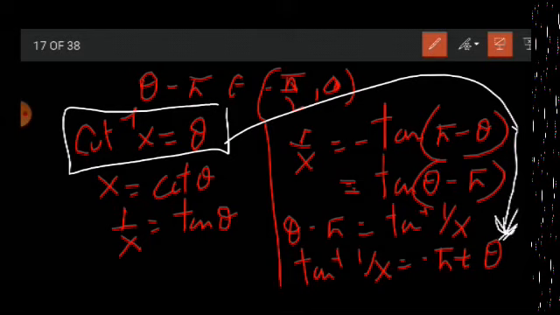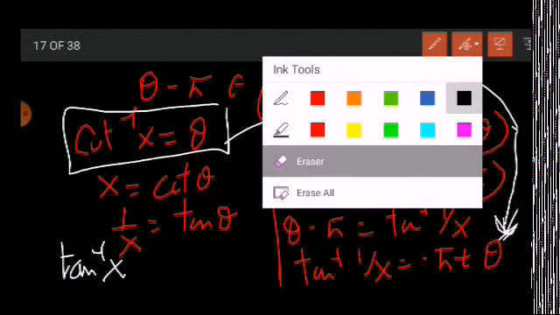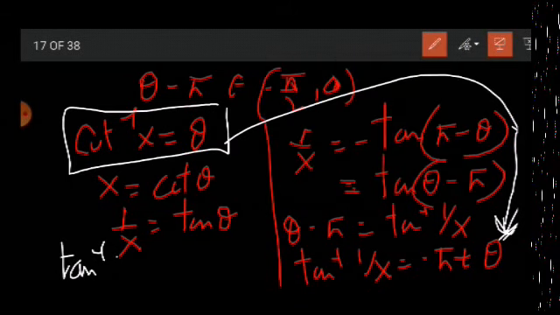So tan inverse 1 by x equals minus pi plus cot inverse x, what we assumed over here. So what we have to show is that tan inverse 1 by x equals minus pi plus cot inverse x. Yes. So finally what we conclude, let me write over here, tan inverse 1 by x. Let me note down over here.